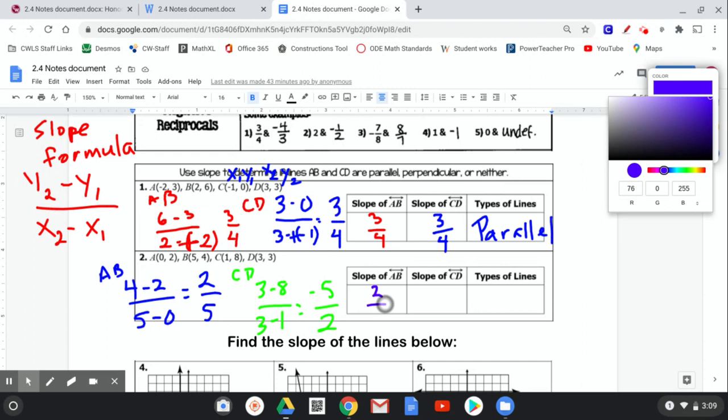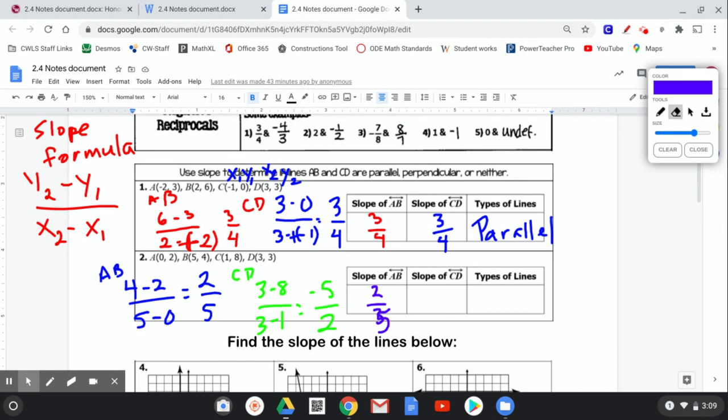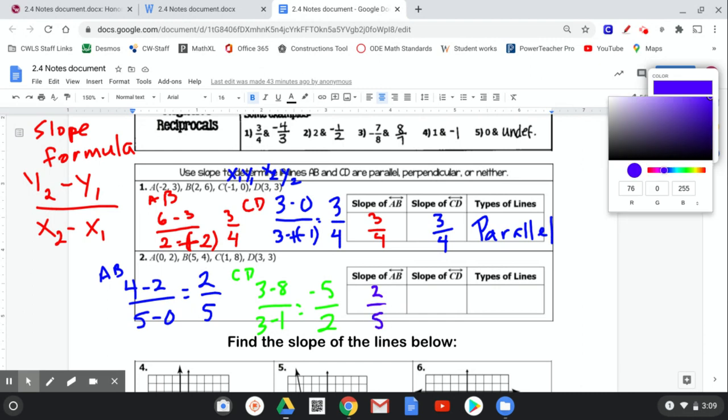So we have 2/5, oops. Let me erase that, getting ahead of myself there. So it's going to be 2 over 5, and then we're going to have a -5 over 2. So when we look at these numbers, all right, they are flipped. We see the 2 on the top, 2 on the bottom, 5 on the top over here, 5 on the bottom there, so they're flipped. We also have opposite signs, positive and negative, so these are going to be perpendicular, okay? Perpendicular.